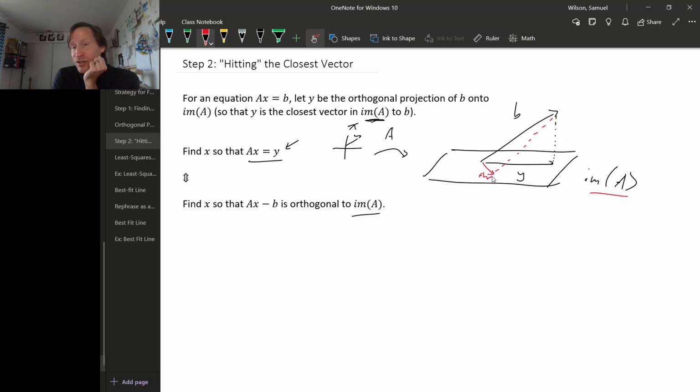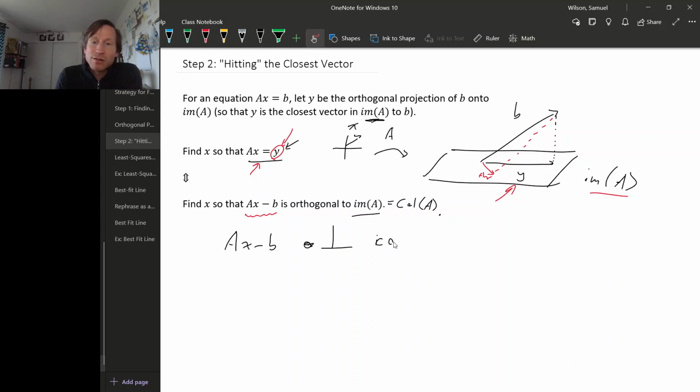The only vector for which Ax minus b is perpendicular to the image of A is if Ax happens to be y. So what we really want, right, we could solve this equation, but we'd have to know y ahead of time. But we can get away with not finding y if we instead figure out x so that Ax minus b is orthogonal to the image of A. Let me remind you at this point that the image of A is the same thing as the column space of A. Okay, so we want Ax minus b to be orthogonal, that is perpendicular, to the column space of A.